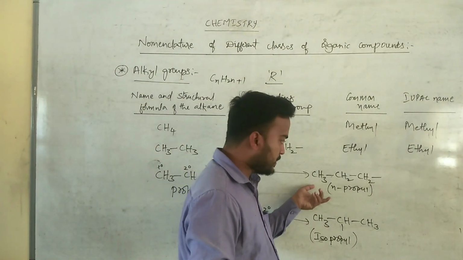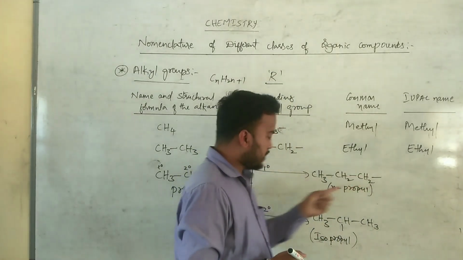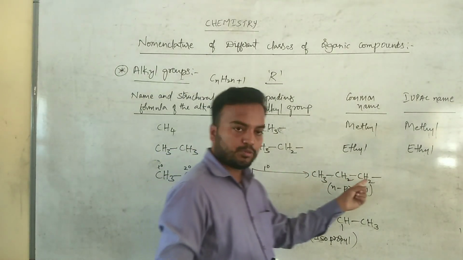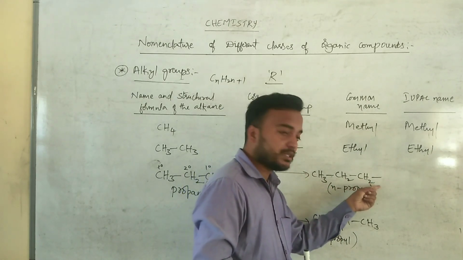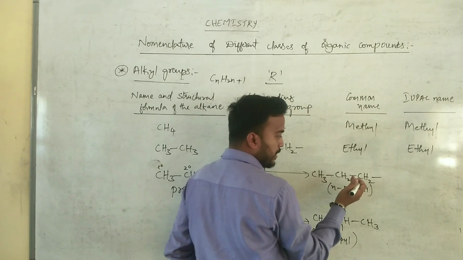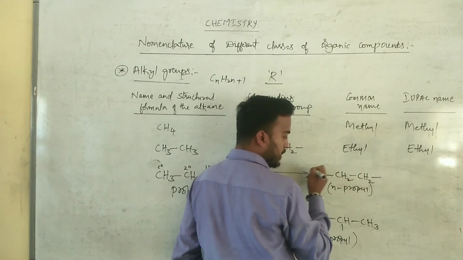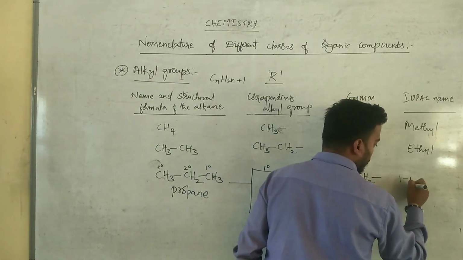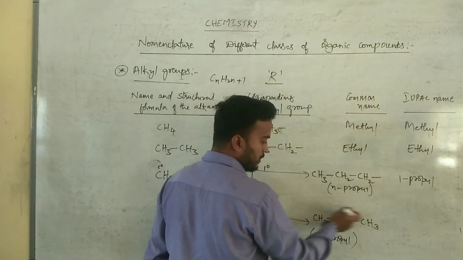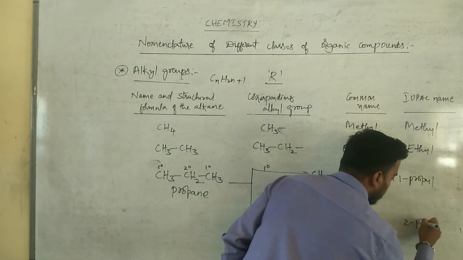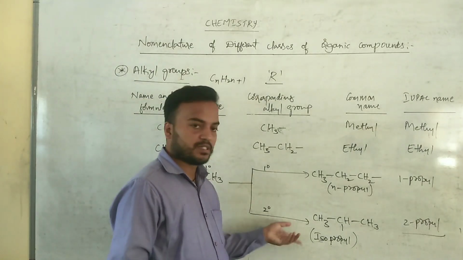The IUPAC name for this compound requires numbering, because we removed one hydrogen from the CH3, so CH3 will become CH2. Next, some substituent group will get attached. So we have to give the numbering for this compound from this side to this side: 1, this is 2 and this is 3. So 1 propyl. In the other case 1, 2, 3, 2 propyl. So 1 propyl and 2 propyl are the IUPAC names for these two compounds.